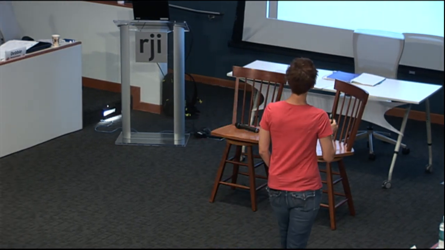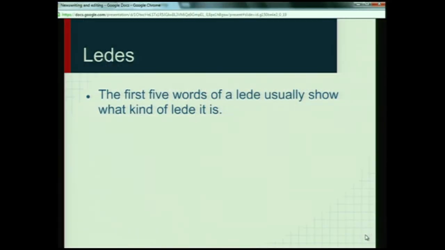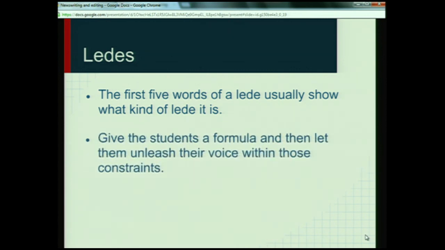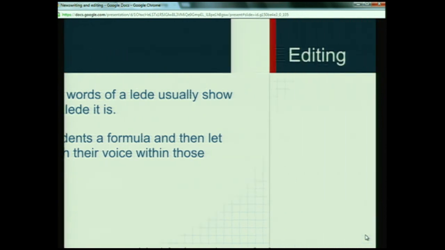All right, so there's the 3 examples of writing. The first 5 words of a lead will usually tell you what kind it is. You'll be able to tell if it's an inverted pyramid or a feature. So give the students a formula, teach them, and then unleash them to do it and to find their voice. And again, they'll start liking some of the stories that you're reading to them. They'll be drawn to a certain voice and a certain type of writing. So give them the formulas, make sure that they know the rules, but then allow them to break the rules.